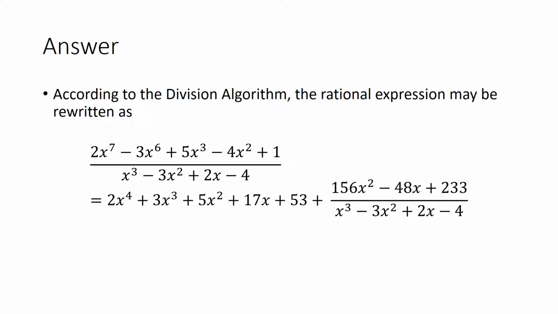According to the division algorithm, the rational expression may be rewritten as follows. Here we have 2x to the 4th plus 3x cubed plus 5x squared plus 17x plus 53 as the quotient. And then we have 156x squared minus 48x plus 233 as the remainder. And of course the remainder is always going to be divided by that denominator from the original expression.